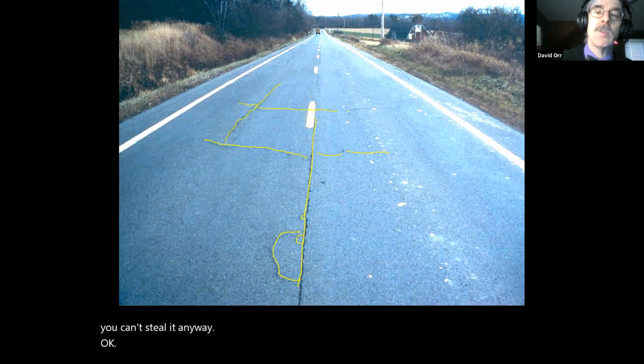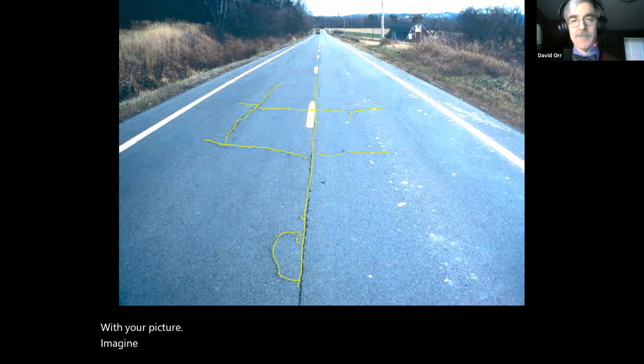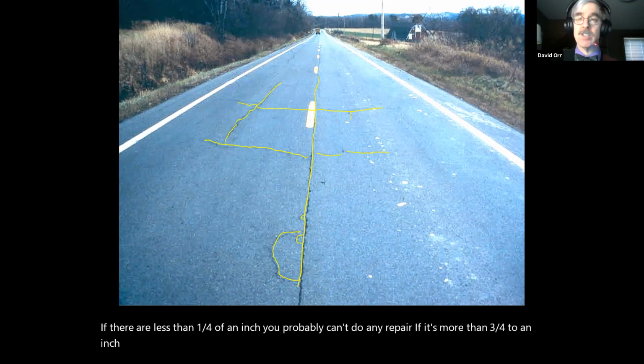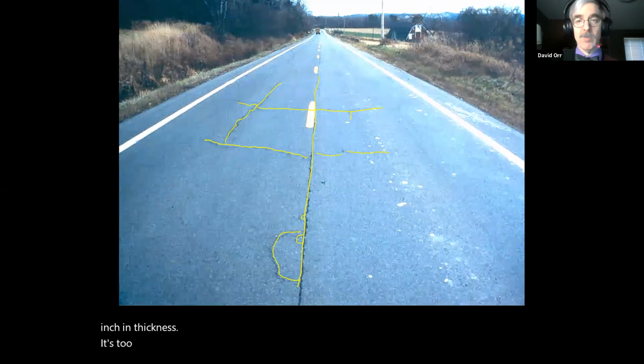And then when you're done with your picture, imagine how wide all of those cracks are. If they're less than 1/4 of an inch, you probably can't do any repair. If it's more than 3/4 to an inch in thickness, it's too wide and you can't do a repair. You have to do something more extensive like a patch.